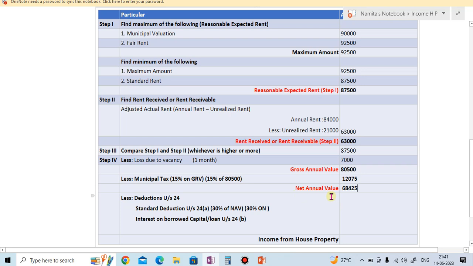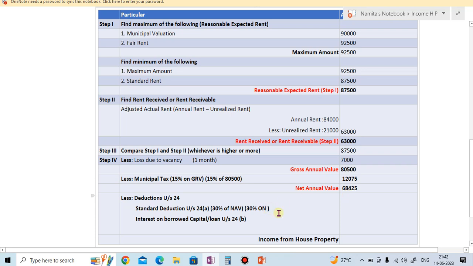From net annual value we have to do the deduction as per section 24. Okay, so less deduction under section 24. So standard deduction is compulsory, we have to do it as per section 24 subsection A. So standard deduction is how much? 30% of NAV. 30% of NAV means what? 30% of net annual value. So how much did we get as net annual value? 68,425. This is the net annual value.